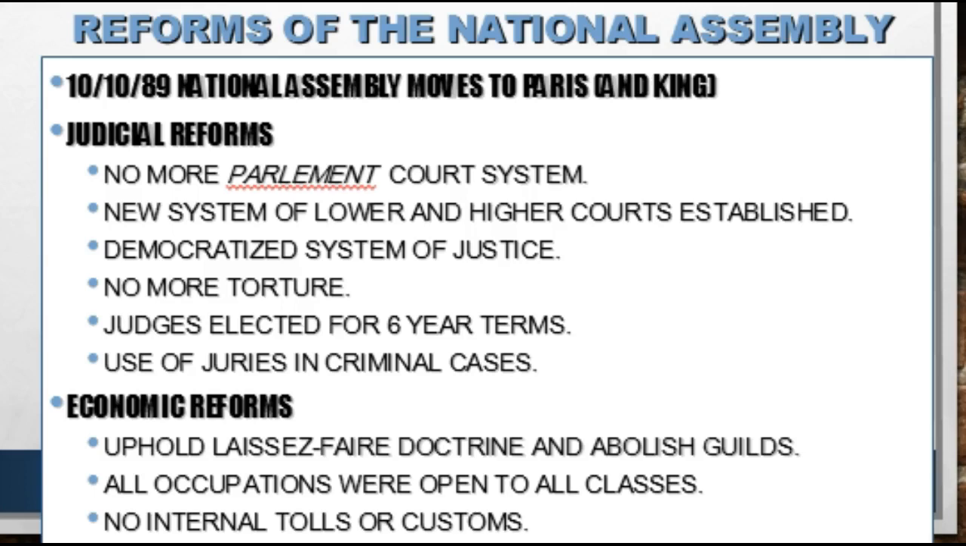There was no parliament court system. And if you remember, the king was able to appoint justice officials to pretty much force his will in the centralization process. The new system of lower and higher courts was established. They democratized the system of justice. There was no more torture. Judges were elected for 6-year terms, and they used juries in all criminal cases. So again, we have more enlightened judicial reforms.